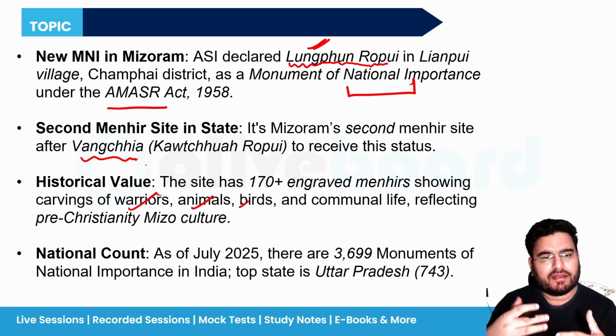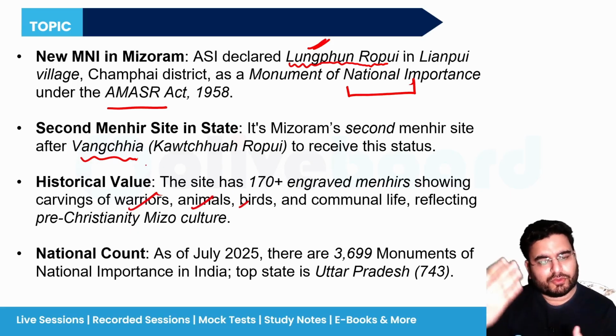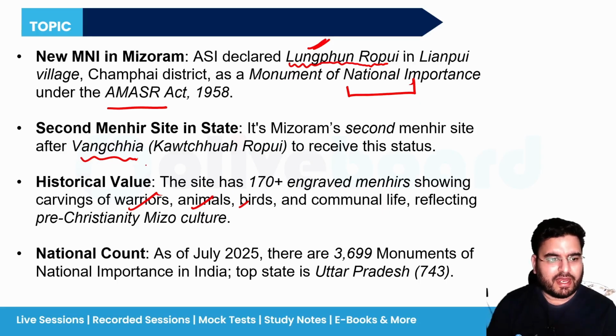Basically it is showing, you can mention about the proto-humans, right, and the Christianity and the Mizo culture. That is the importance of this site. Just remember the name Lungphun Ropui, where it is located, Mizoram. Two words you have to remember for this.